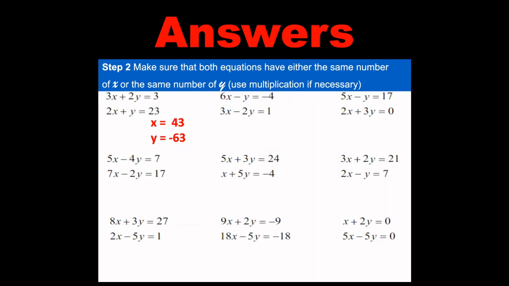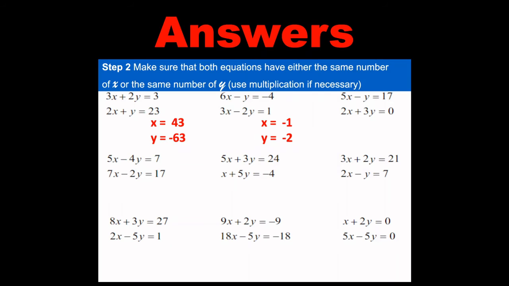For the second question, again, I would have matched the y's. I think that would have been easier to multiply the first equation by 2. Once you got the same number of y's, you can eliminate the y's, and you should have found that x is -1. And using that -1 for x, you should find that y is -2.